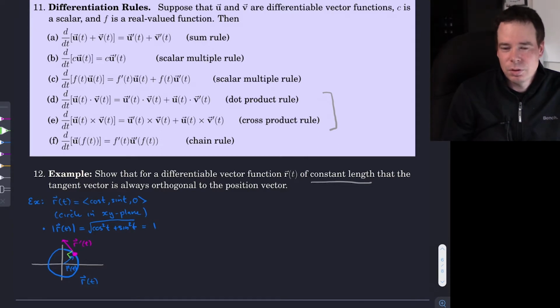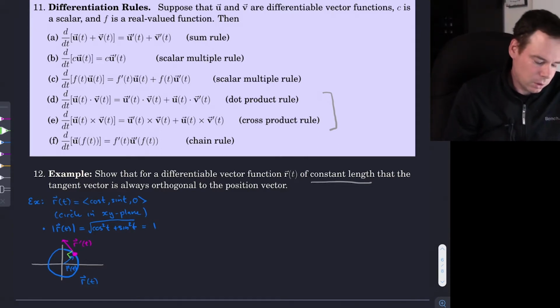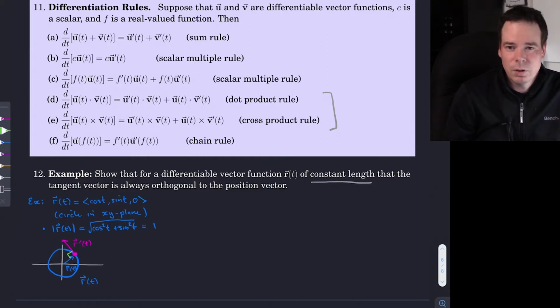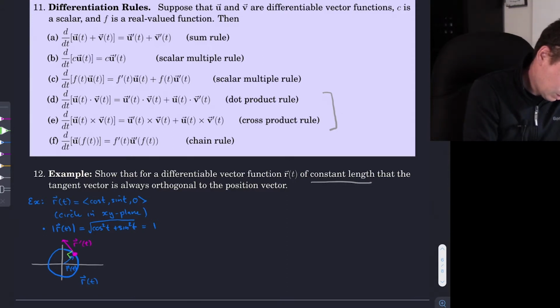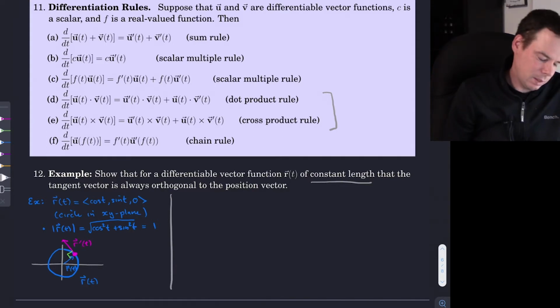The circle is only a special case of this kind of curve, a curve which is given by a vector valued function of constant length. It says no matter what curve you have, if the vector valued function giving the position vectors for the points on the curve is of constant length, then you're always going to get that the tangent vector is perpendicular to the position vector of the point on the curve. So you always get a picture that looks like this. Let's see why that is the case.